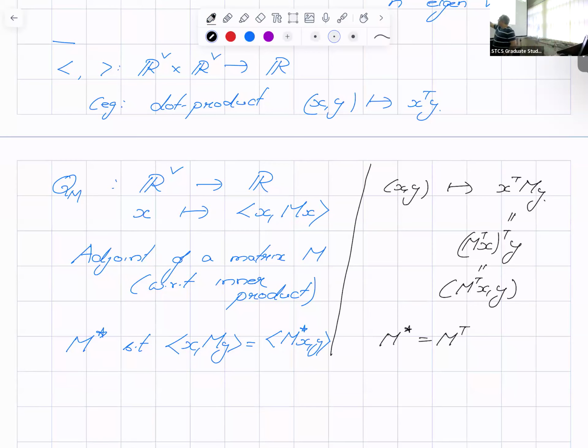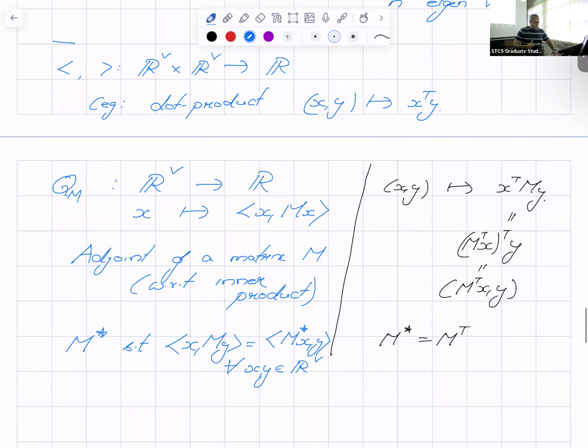Notice the adjoint is uniquely defined by this, because you can just take x to be e_i and y to be e_j. So what will you get out here? You will get M of ij. This will similarly give you M star of ij, and that will tell you how to go from there. This is true for all x and y. The adjoint is the unique matrix which has this property.